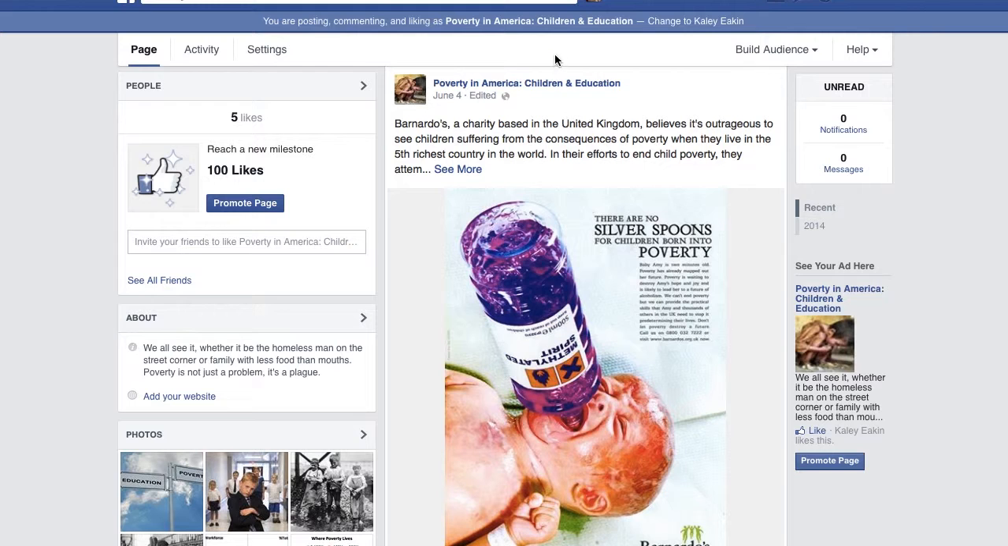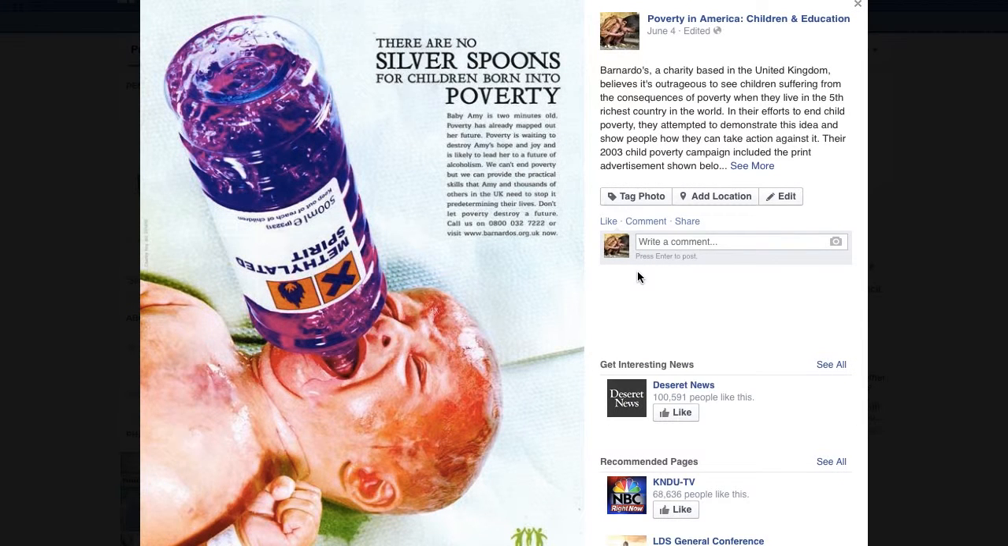They only know who to contact for help. To explain, the ad writes, "Baby Amy is 2 minutes old. Poverty has already mapped out her future. Poverty is waiting to destroy Amy's hope and joy, and is likely to lead her to a future of alcoholism. We can't end poverty, but we can provide the practical skills that Amy and thousands of others need to stop it from predetermining their lives. Don't let poverty destroy a future. Please call this number or visit this website." If the practical skills were listed on the ad, I think it would have better conformed to the author's theory that disgust elicits certainty.